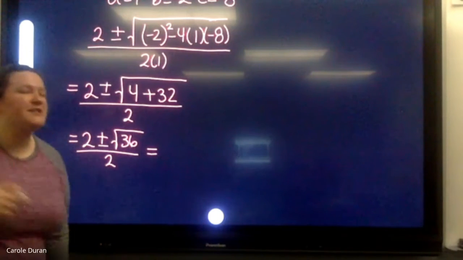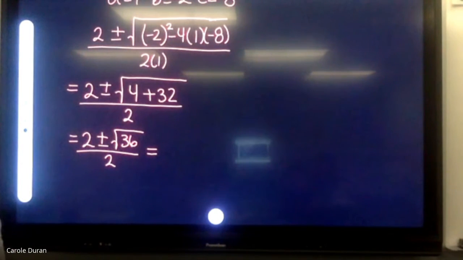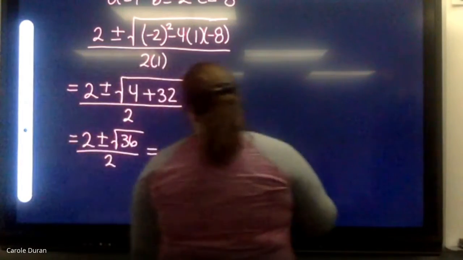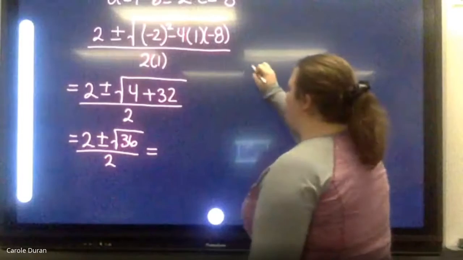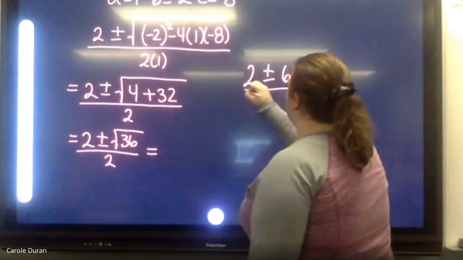So we always look for simplified here. I do not want decimals on your test when it comes to the quadratic formula. Fine. So when I do that, square root of 36 is 6. So I get 2 plus or minus 6 over 2.